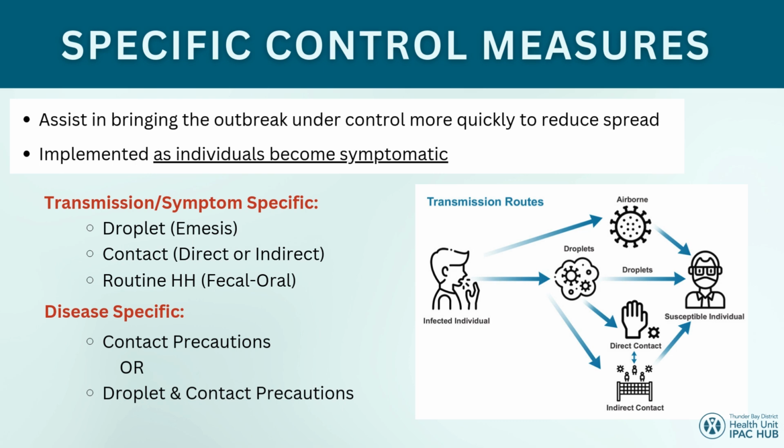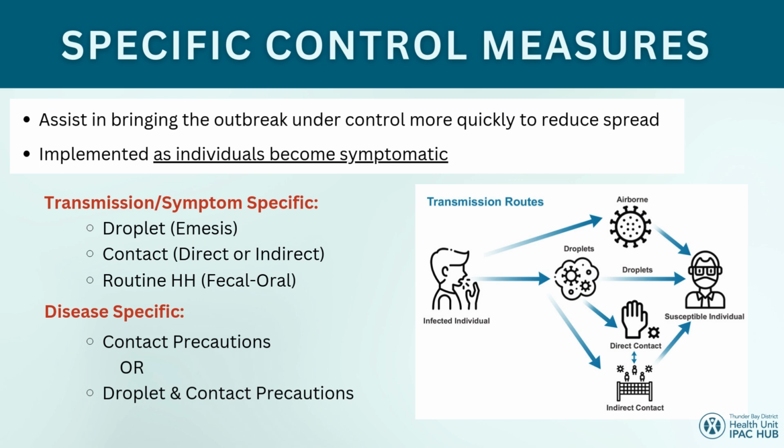Transmission-specific control measures or precautions are put in place as soon as individuals are experiencing symptoms. We shouldn't wait for an outbreak to be declared to implement measures. If you are in an outbreak and you are unsure if a client is experiencing symptoms or if this episode is normal for this client, control measures should still be in place until other reasons can be ruled out. Always err on the side of caution.